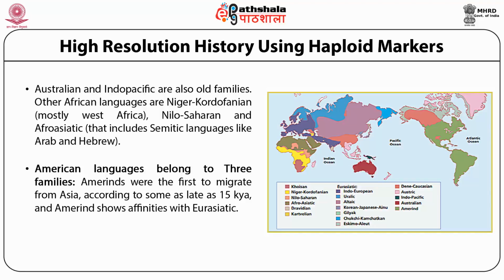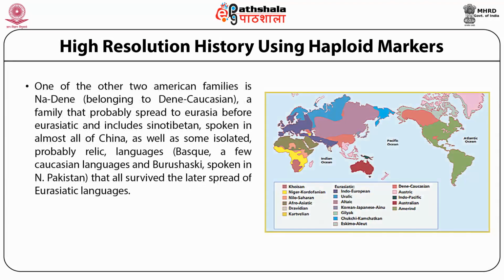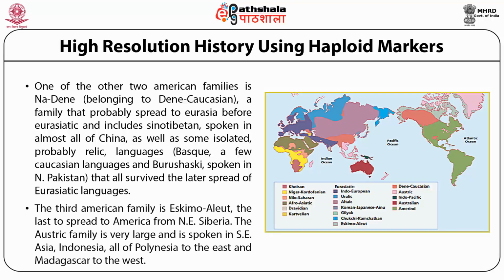with Eurasiatic, one of the other 2 families, and Eurasiatic includes Sino-Tibetan spoken in almost all of China, as well as some isolated, probably relic languages: Basque, a few Caucasian languages, and Burushaski spoken in northern Pakistan, that all survived the later spread of Eurasiatic languages. The third American family is Eskimo-Aleut, the last to spread to America from northeast Siberia.